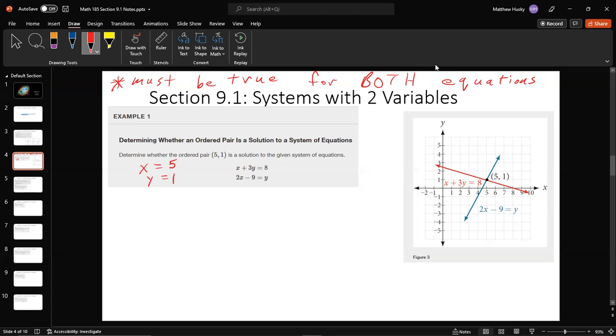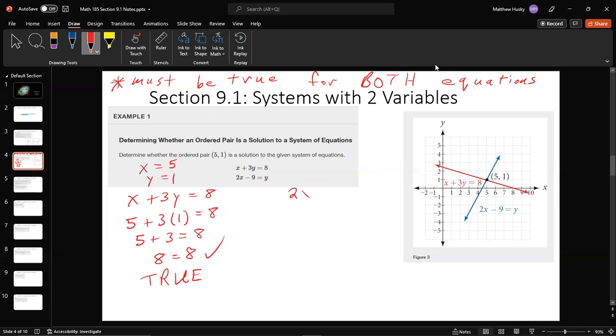So if we put this in the first equation, x plus 3y is equal to 8. Change the x to a 5. Change the y to a 1. Work out what that is. 3 times 1 is the number 3. 5 plus 3 is indeed 8. So 8 equals 8, and that is true. That checks out. That is equal to what it is supposed to equal.